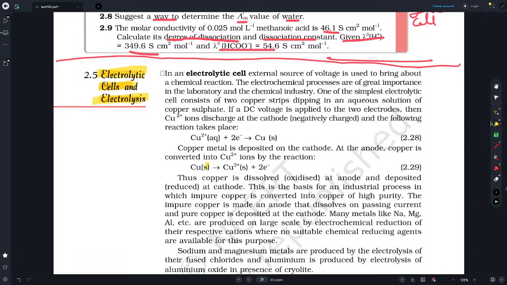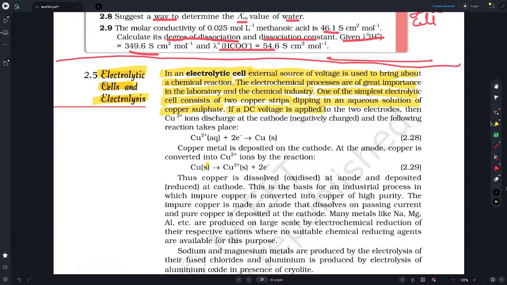In an electrolytic cell, an external source of voltage is used to bring about a chemical reaction. Nothing but we use electrical energy to bring about a non-spontaneous chemical reaction. The electrochemical processes are of great importance in the laboratory and the chemical industry. One simple electrolytic cell consists of two copper strips dipping in an aqueous solution of copper sulfate.